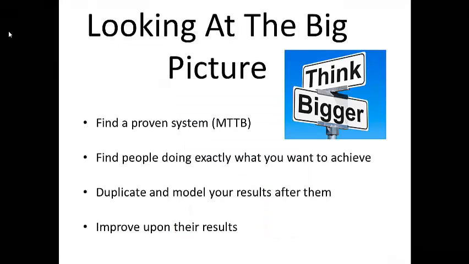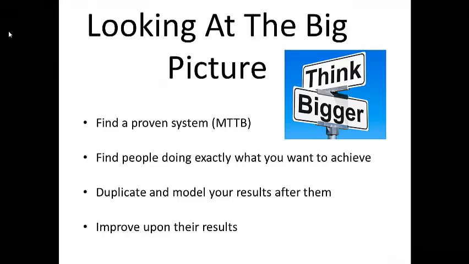So looking at the big picture, one of the main things you want to do when you're first starting out is to look for a proven system already out there. One of the proven systems we talked about in the previous video was MTTB, which is My Top Tier Business. You may have heard me talk about it a little bit, but this is one of the systems out there that's already proven to produce results. I think it's good for newbies too.